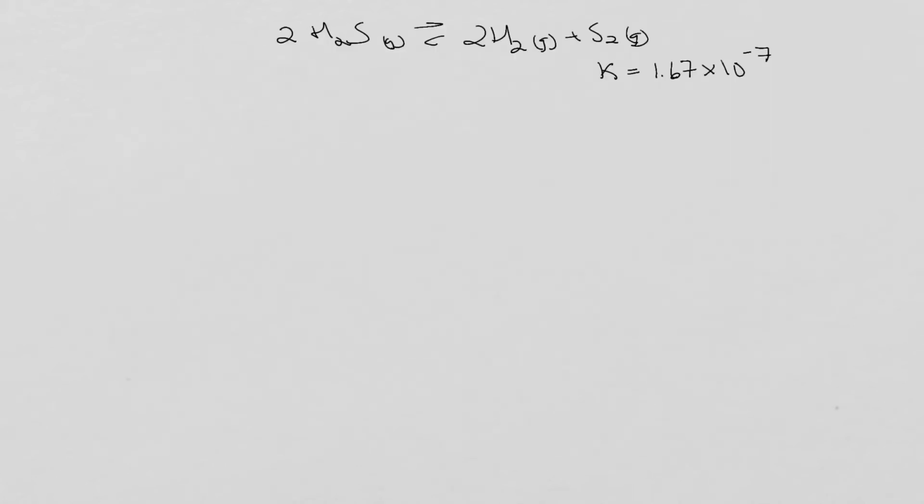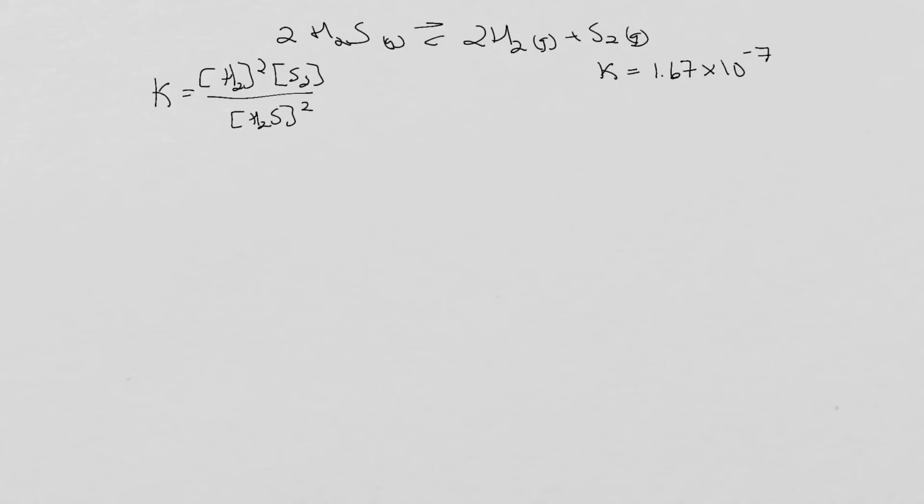Okay, so let's solve this problem based on what we just found in our ICE table. So here's our chemical equation, and we have our K value. Let's first write out our generic K expression. We're going to have products, so we're going to have our concentration of H2 squared times our concentration of S2 raised to the first power over the concentration of H2S squared.